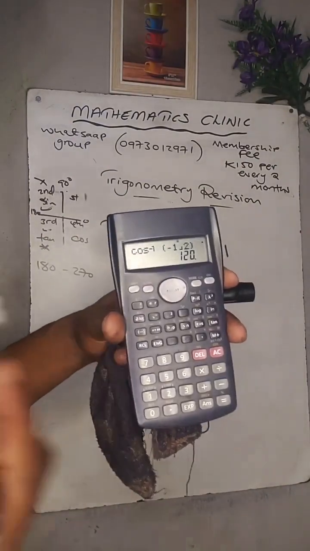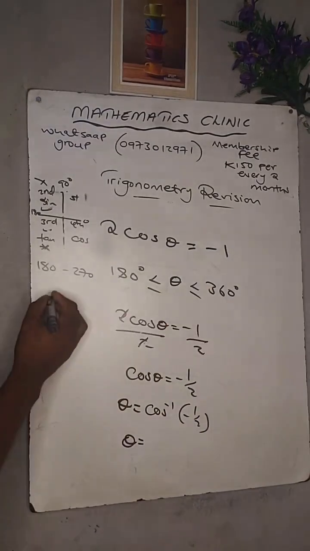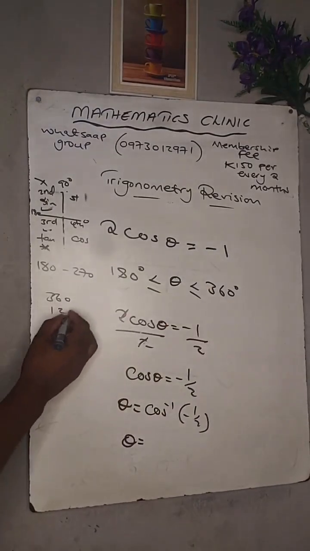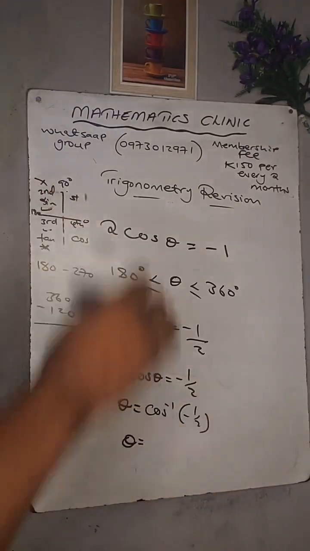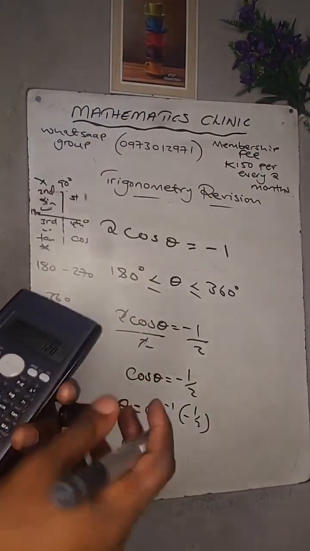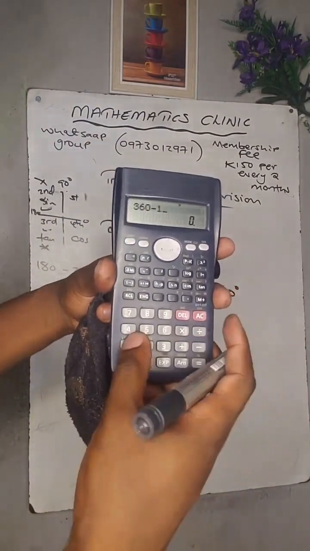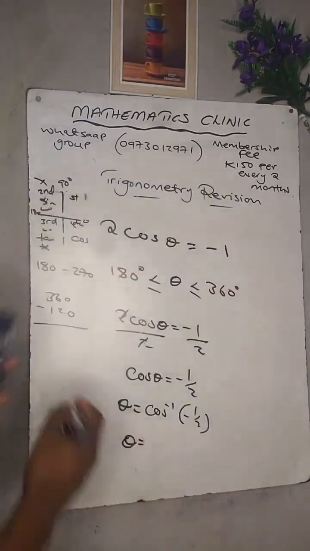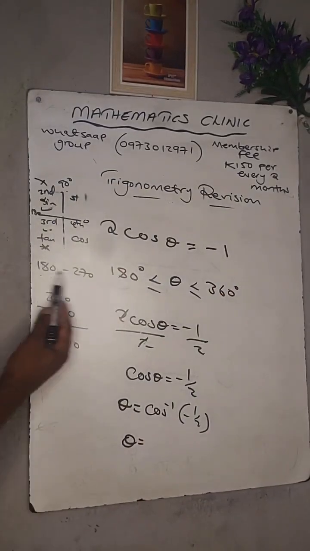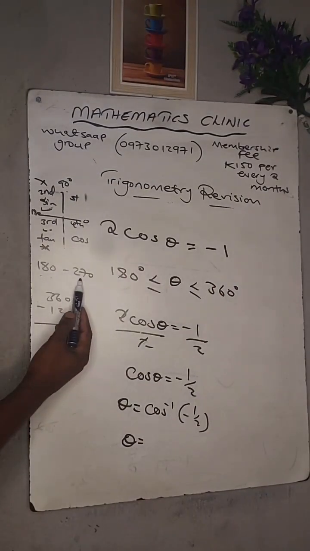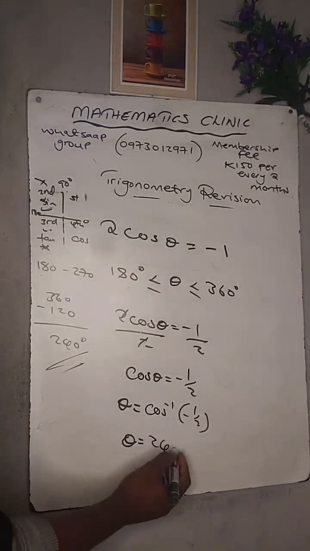So what you do is you subtract from 360. Because you have said it's less than 360, so say 360 minus 120. Whatever you're going to get now, that's the quadrant in which it lies. So you're going to say 360 minus 120. You get your 240. Your 240 is between 180 and 270. Have you seen it? So now this is your answer. So your theta is 240 degrees.